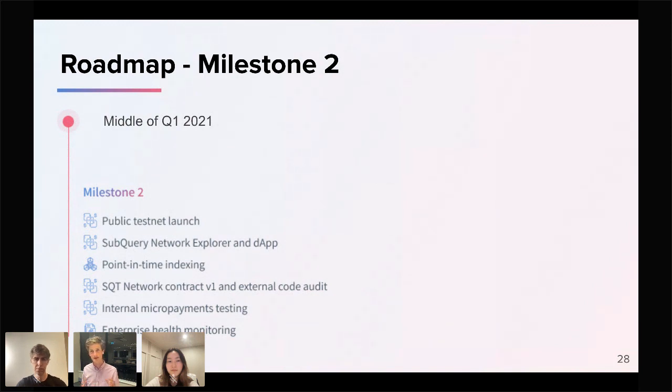Internal micropayments testing. This is probably going to be a first one in Polkadot. Making sure that Polkadot and SubQuery Network can handle lots of tiny micropayments. So every request can be a tiny micropayment. The advantage of Polkadot obviously is absolutely tiny transaction fees, meaning micropayments are going to be much more relevant here. And we'll roll this out to our incentivized test network over time.